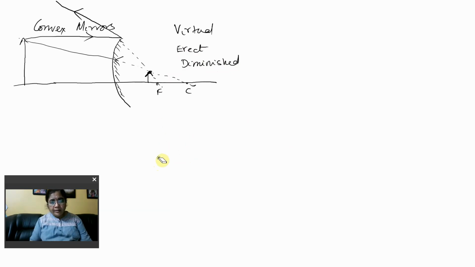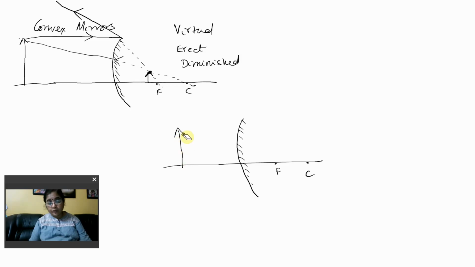Now, let me go into the second case for convex mirror. Okay. What is the second case? Not much different from the first case. So, I have a surface. This is the back. This is the reflecting surface. I have F and I have C. I have the object here. Again, the same rule. Where will it appear to go? It will appear to come from F.